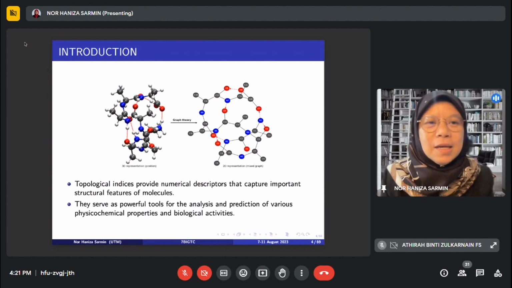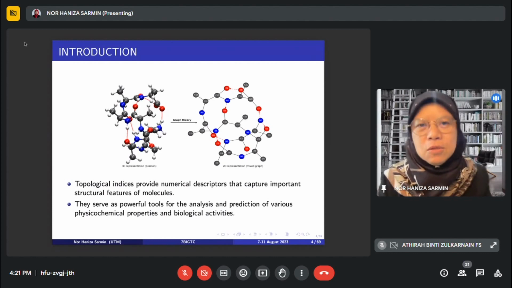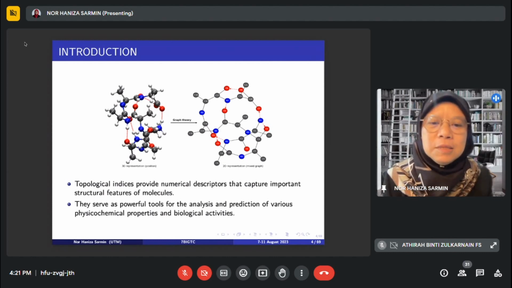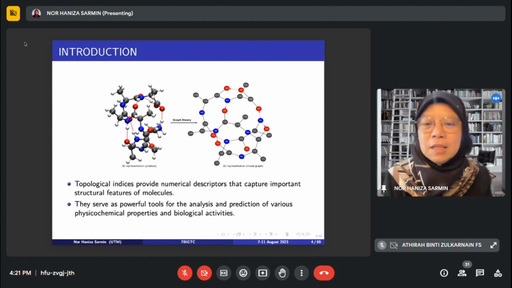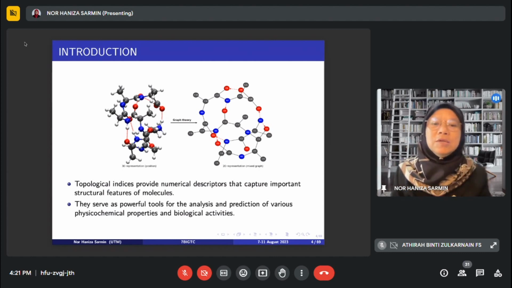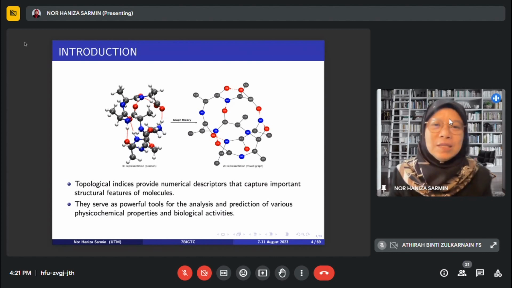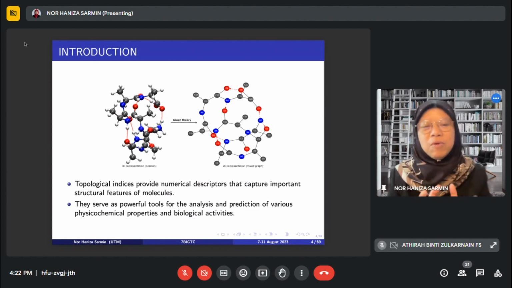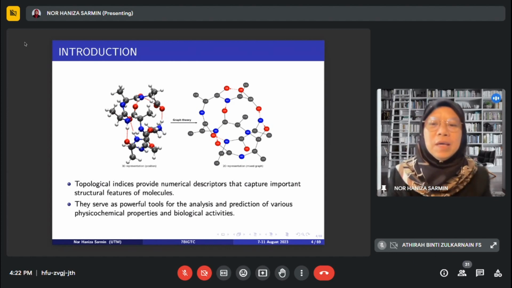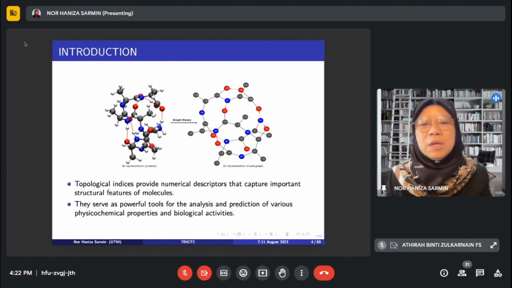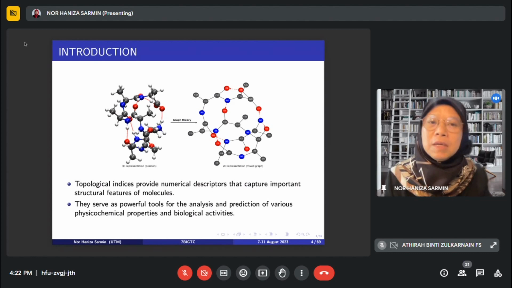So why are we computing these topological indices? Topological indices provide numerical descriptors that capture important structural features of molecules. You can see the 3D representation of molecules on the left, and they can be modeled as a graph, a mixed graph with a two-dimensional representation. So they serve as powerful tools for analysis and prediction of various physicochemical properties and biological activities. This has been done mostly by biologists and chemists.